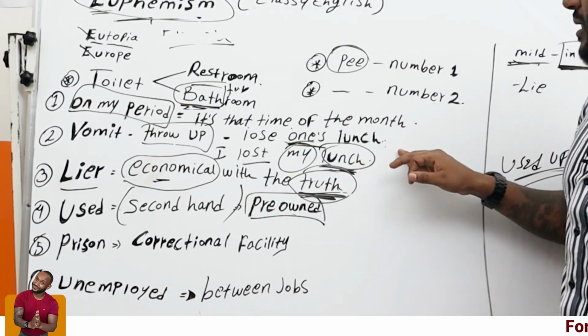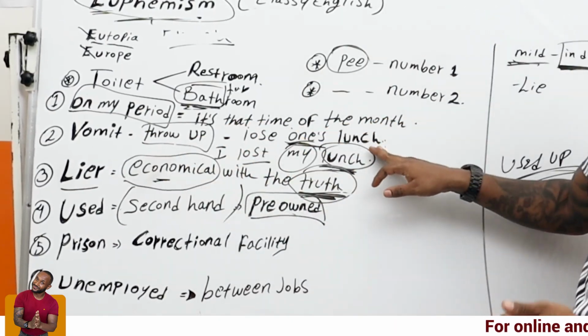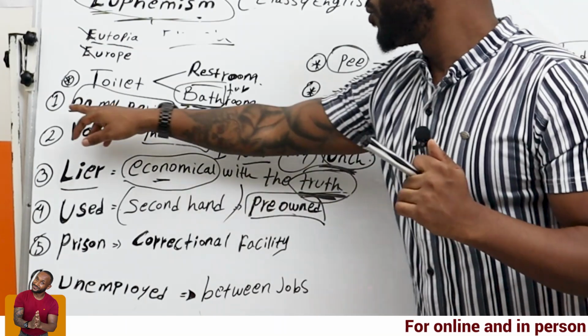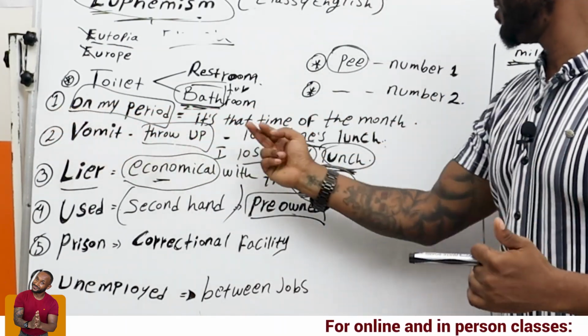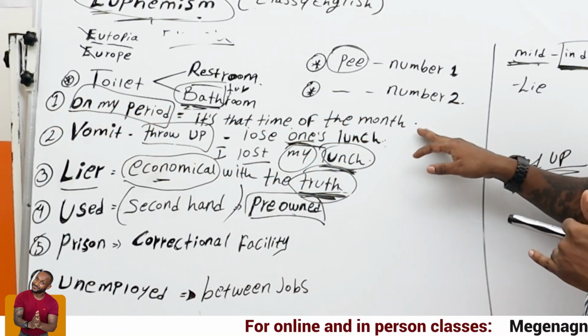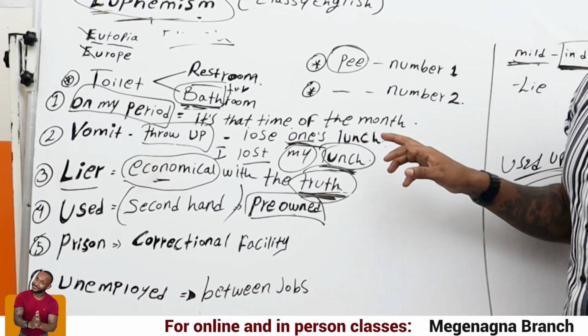Vomit, lose one's lunch. It was throw up first, but we say lose one's lunch. Woman, oh my period, it's that time of the month. Okay? Number 1, number 2, we already talked about it.